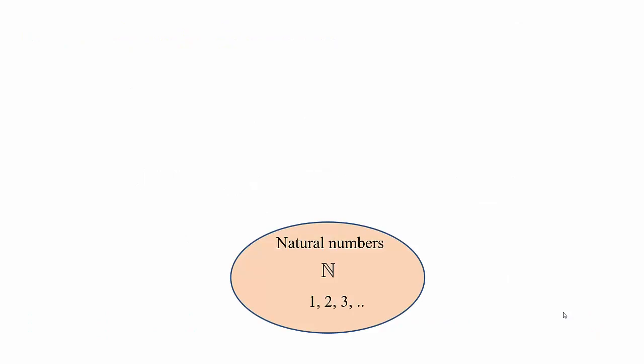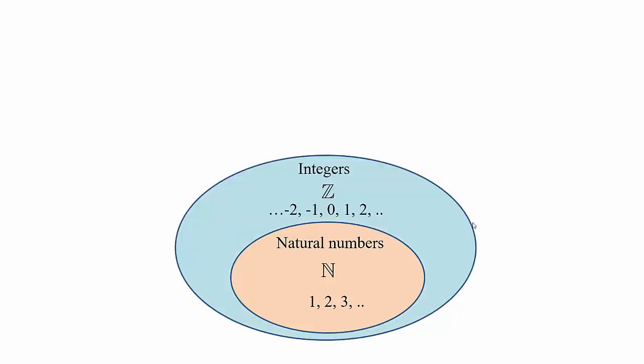At the very basic level, we have our set of natural numbers represented by capital N, and they are really our whole numbers, our counting numbers. And when we extend the natural numbers, we obtain the set of integers represented by capital Z, and we extend the natural numbers by including a 0 and all the negative numbers. So integers are all the positive and negative numbers including 0.